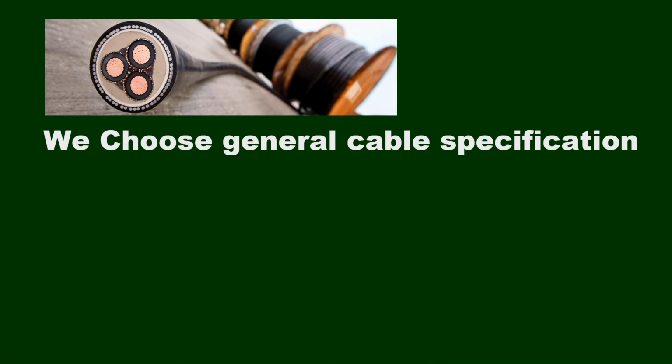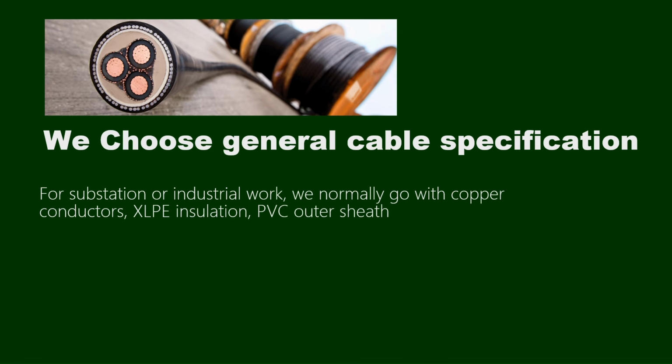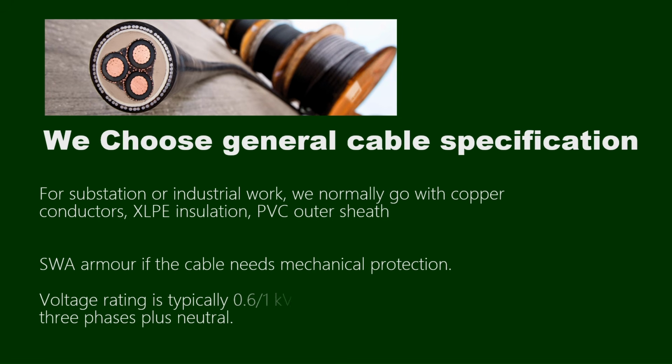Next, we choose the general cable specification. For substation or industrial work, we normally go with copper conductors, XLPE insulation, PVC outer sheath, and SWA armor if the cable needs mechanical protection. Voltage rating is typically 600 volts or 1 kilovolt, and we use a 4-core cable, 3 phases plus neutral. This step is basically setting the rules of the game. What voltage we're dealing with, what environment the cable is installed in, and what type of cable the project specification expects us to use. Once these specs are clear, we can move on to the calculations.